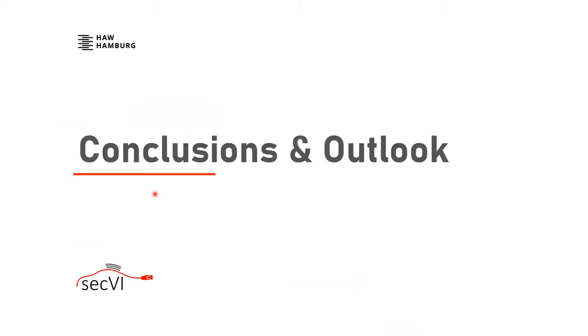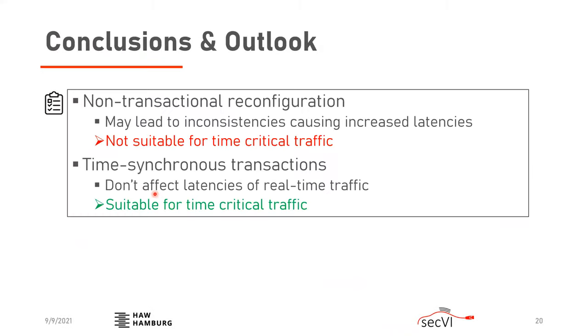Okay, so now I would like to draw the conclusions and discuss future research topics. So as we could see, the non-transactional reconfigurations led to inconsistencies within our network, and those inconsistencies caused an increase in latencies. So they are not suitable for real-time or for time-critical traffic. In contrast, the time-synchronous transaction didn't affect the latencies of real-time traffic. And therefore, one could say that they may be suitable for time-critical traffic. But to give a definite answer to that, we have to do a little bit more research.